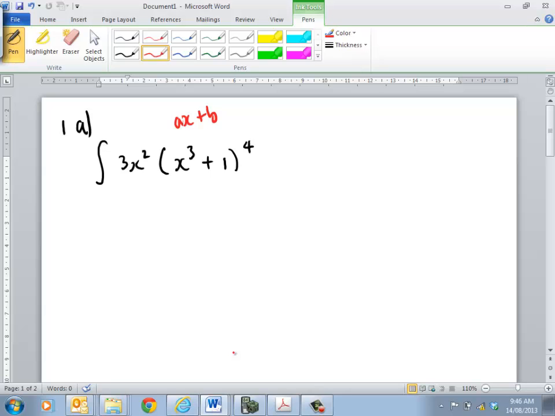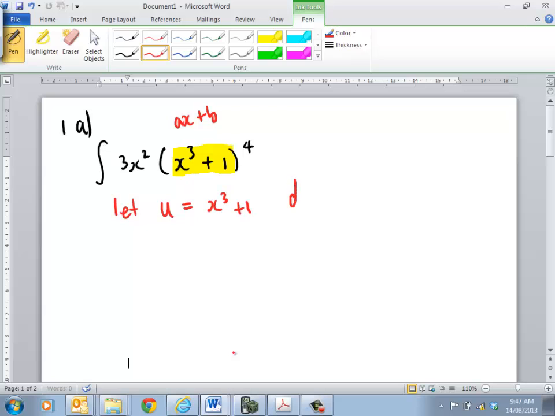And generally the substitution is always going to be something which is inside the bracket or to the power of something. Now, I'm thinking that's x cubed, that's going to be x squared. So when I differentiate that inside, I'm going to get that term there. Alright, so that's what I can see in terms of the process. So what we're going to say is let u be equal to x cubed plus 1.